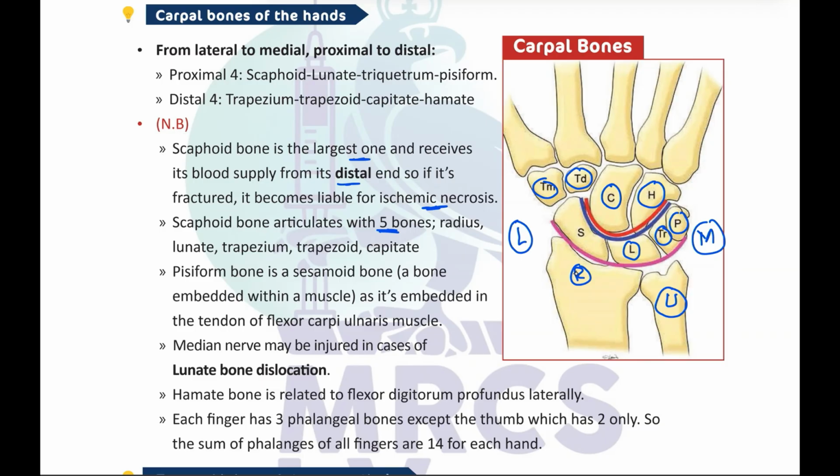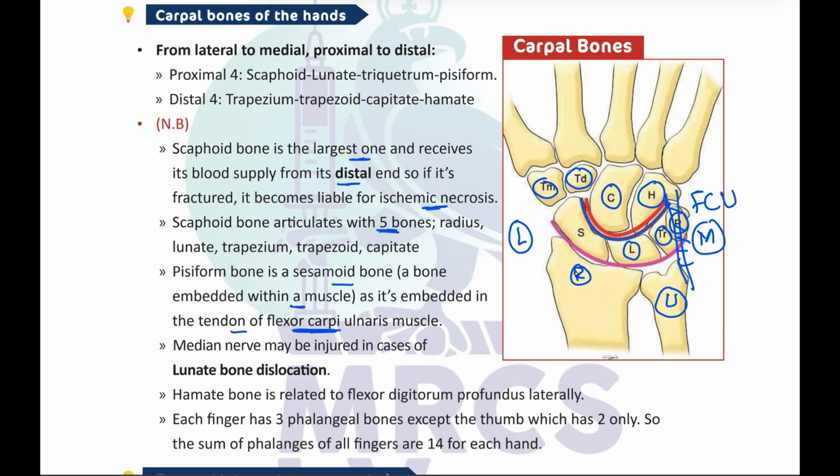Pisiform, which is the proximal row's most medial bone, is a sesamoid bone which is embedded within a tendon, and that is the tendon of the flexor carpi ulnaris. So basically, it is present within the tendon of the flexor carpi ulnaris. All these points have been tested, so you need to remember them.